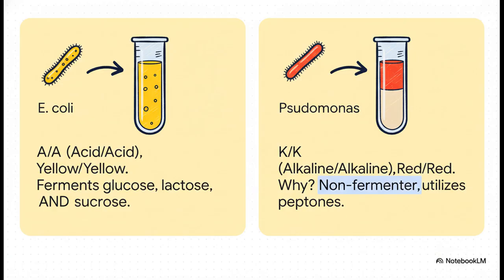And the TSI slant just illustrates this difference beautifully. On the left, E. coli uses its EMP pathway to go to town on the sugars, fermenting them and producing a ton of acid. The pH indicator in the tube turns the whole thing bright yellow. That's a classic A over A reaction.